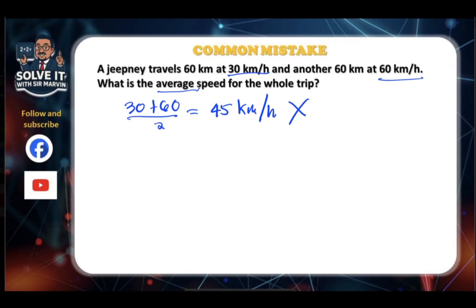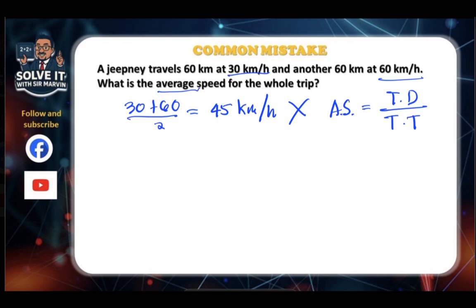Why? Because the average speed actually is equal to the total distance traveled over the total time it takes to cover that distance. So how do we solve this properly?